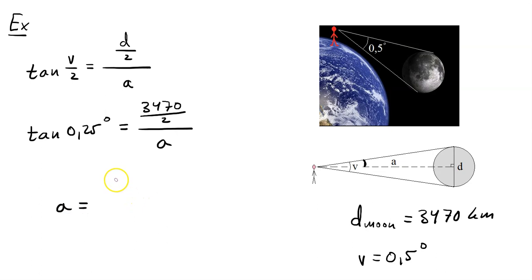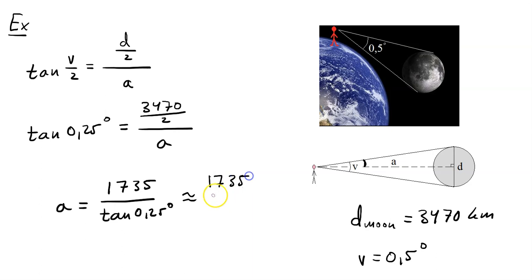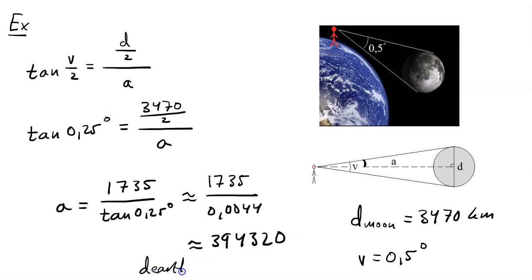So we have that A is equal to 1,735 divided by tangent of 0.25 degrees. Then we can use a calculator to calculate this, because this doesn't correspond to any known exact value. If you use a calculator, this will give us, depending how many decimals you want to keep, this distance. You could compare with the diameter of Earth, and that is roughly 12,740. So this is 394,000.